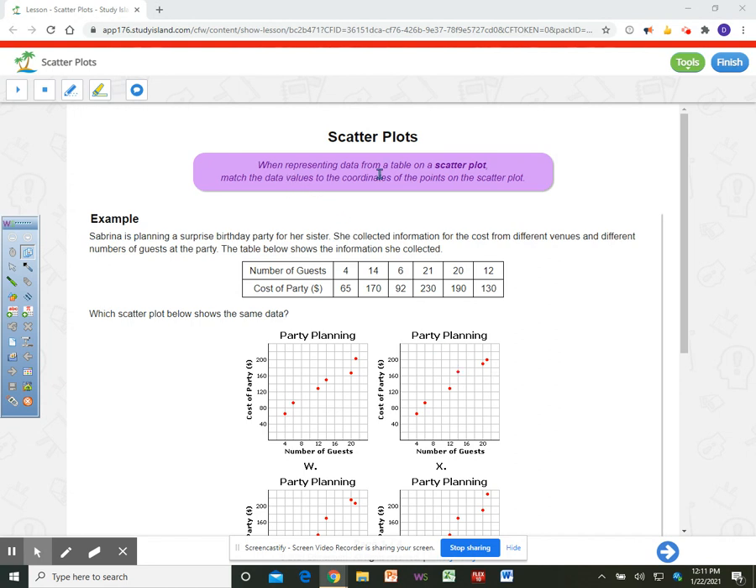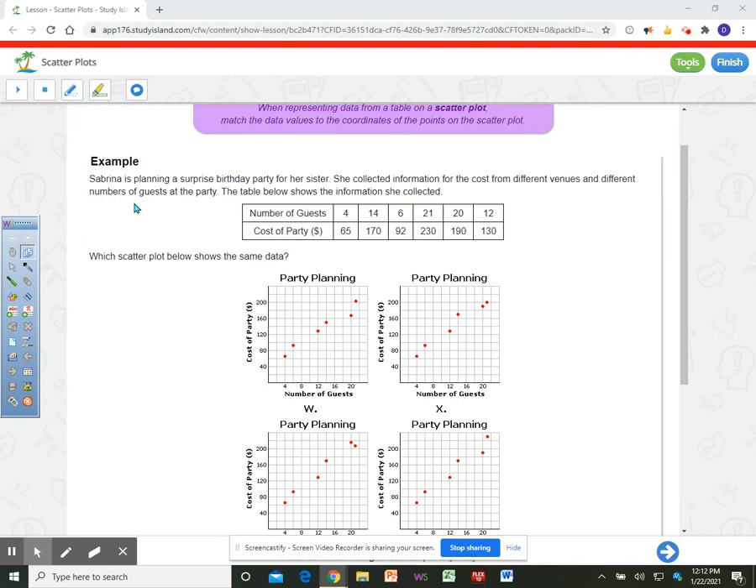So when representing data from a table on a scatter plot, match the data values to the coordinates on the point. So if they give you a table, what you're going to be doing is figuring out which table goes with which graph, okay? So what that means is if we look right here, Sabrina's planning a surprise birthday party for her sister. She collected information for the costs from different venues and different numbers of guests at the party. The table below shows the information she collected.